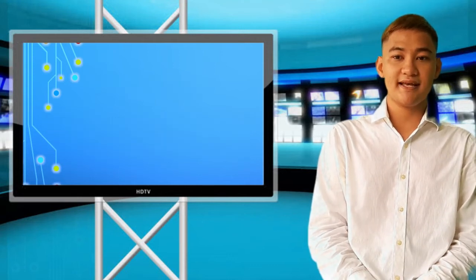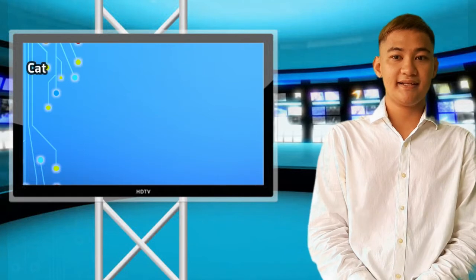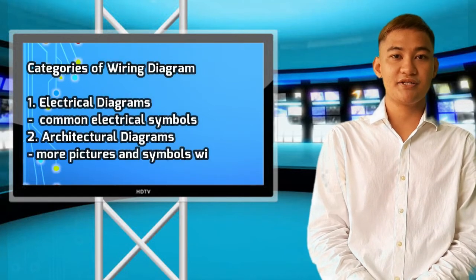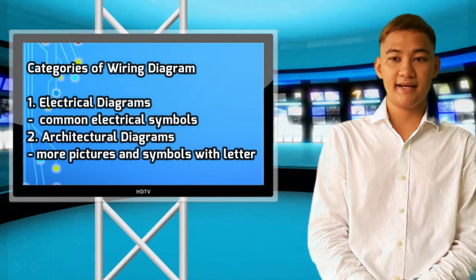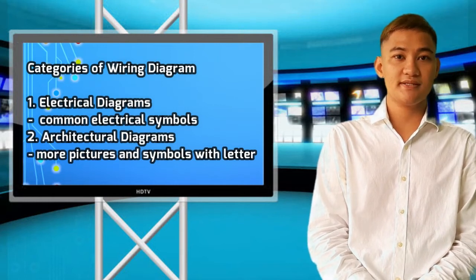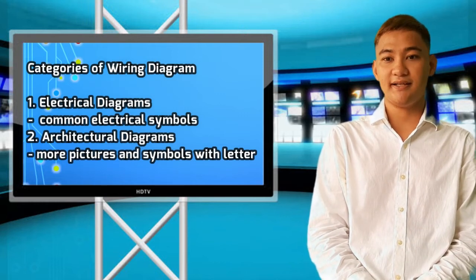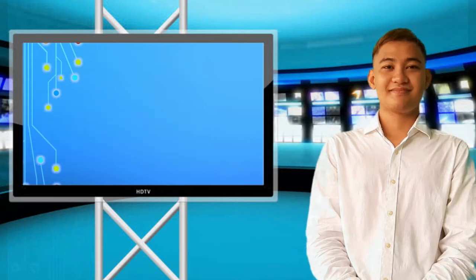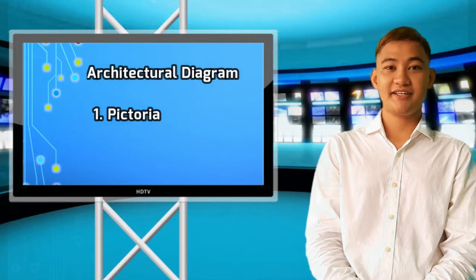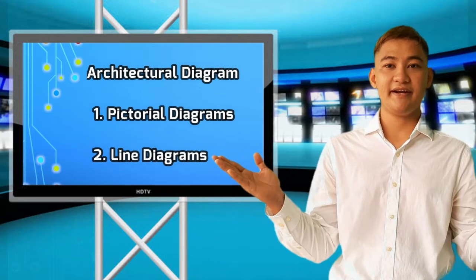So, just like the electrical symbol that has two categories, we also have wiring diagram, the electrical diagram and the architectural diagram. We use the most basic symbol in electrical diagram, which is common symbol electrical. Whereas architectural diagram are most pictures and symbol with letters. Under the architectural diagram, we have pictorial diagram and line diagram.